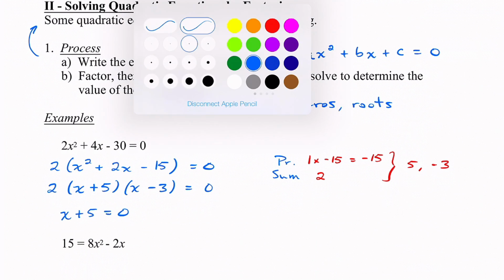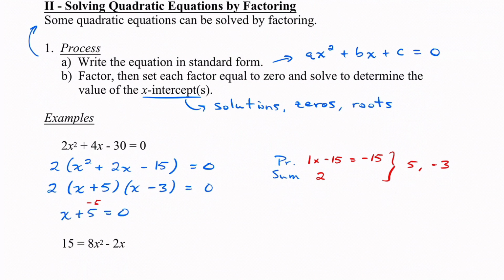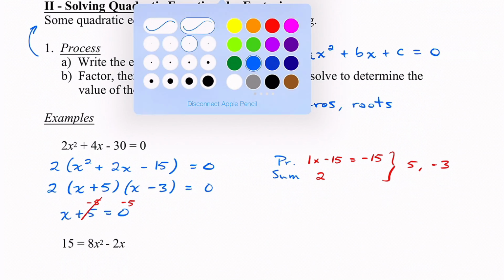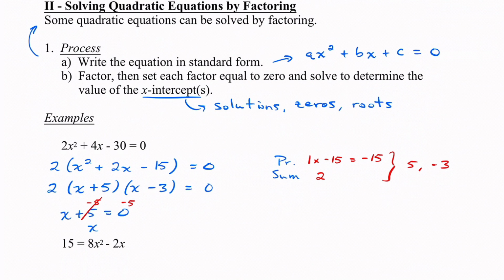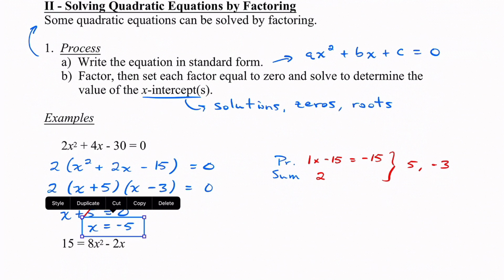To solve that, all I would do is minus 5 from both sides. So 5 and minus 5, those cancel, so that's gone. So I just have x on the left, and then 0 minus 5, that's just minus 5. So there's one solution. x equals -5.